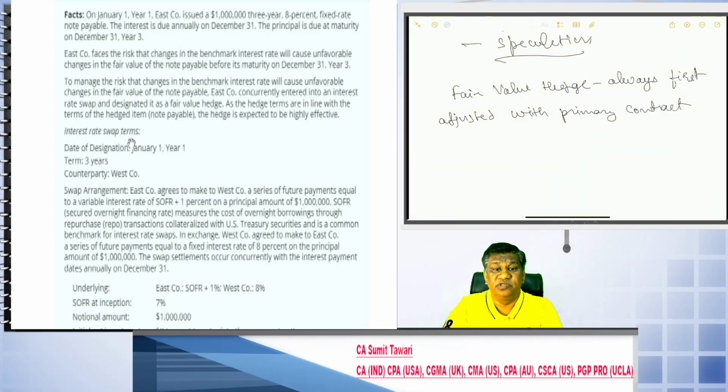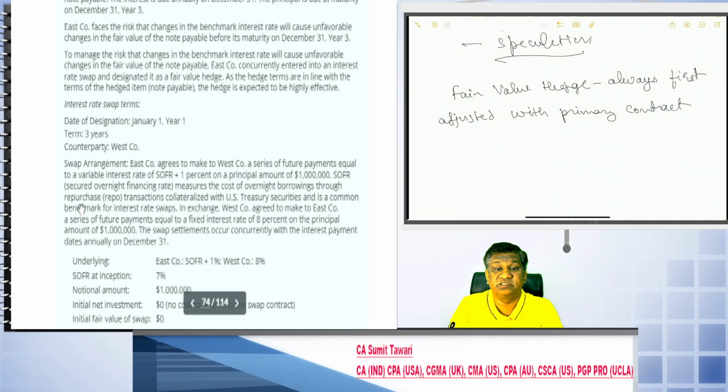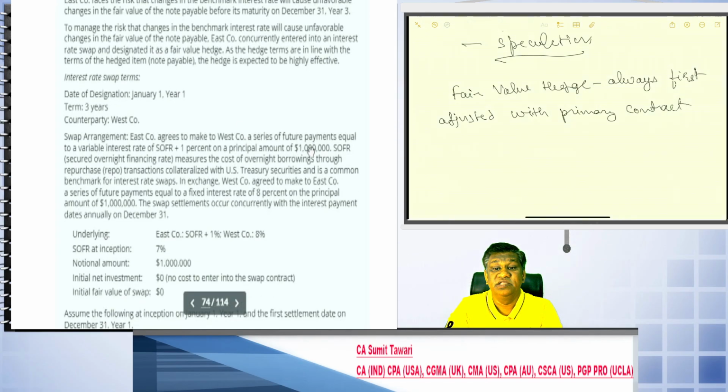Okay. So the interest rate swap terms: date of designation January 1, year 1, term 3 years, counterparty Western Company. Under the swap arrangement, Eastern Company agrees to make to Western Company a series of future payments equal to a variable interest rate, SOFR plus 1%, on a principal amount of 1 million. SOFR is the Secured Overnight Financing Rate, which measures the cost of overnight borrowing through repurchase transactions collateralized with US Treasuries. So it is just like they decided to exchange the interest rate.